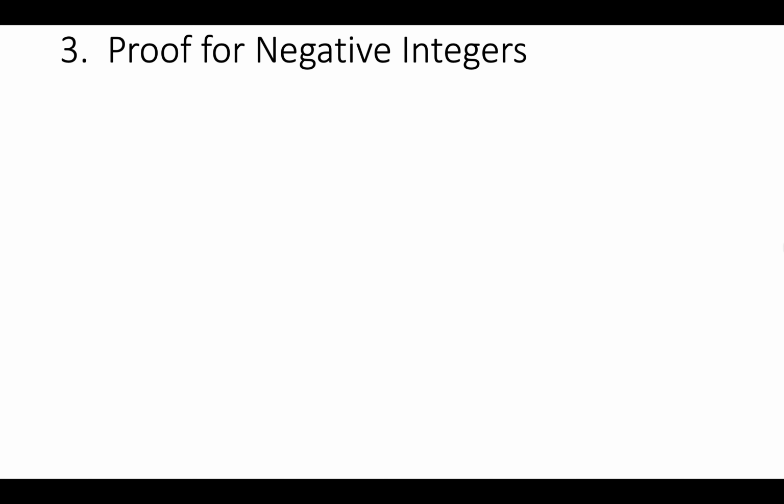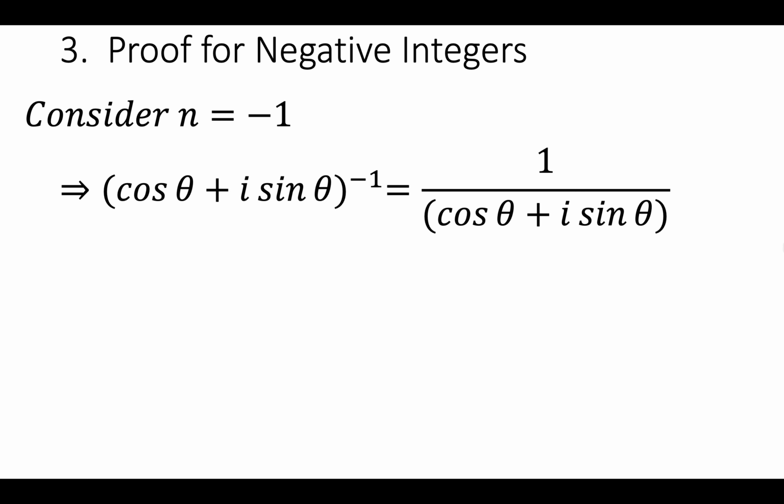Finally, our proof for negative integers. So if we consider n equals minus 1, well, cos of theta plus i sine of theta to the minus 1 is equal to 1 divided by cos theta plus i sine theta. Now, to divide complex numbers, we know that we have to multiply both the numerator and the denominator by the complex conjugate of the denominator, which in this case is cos of theta minus i sine of theta.